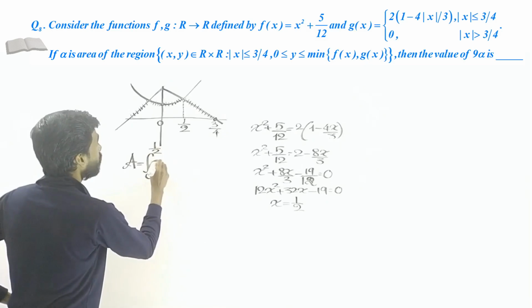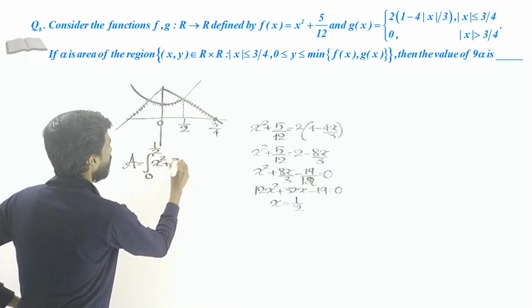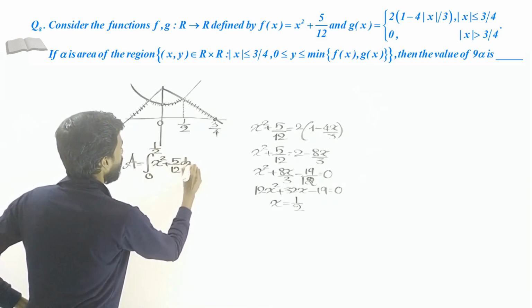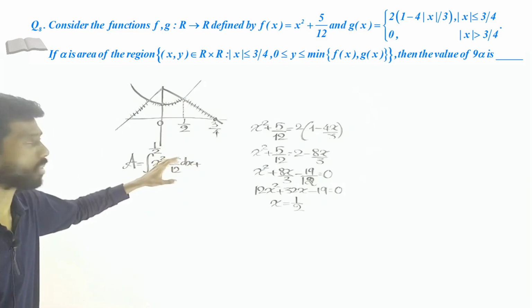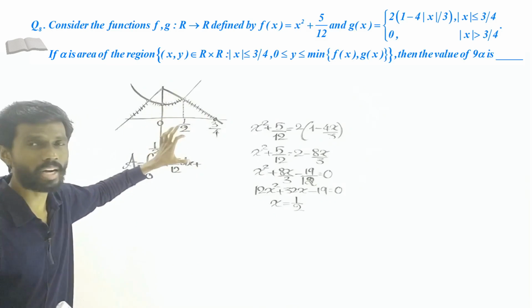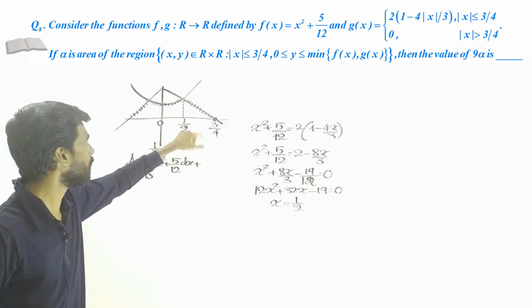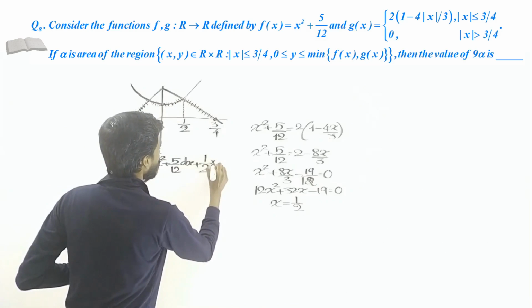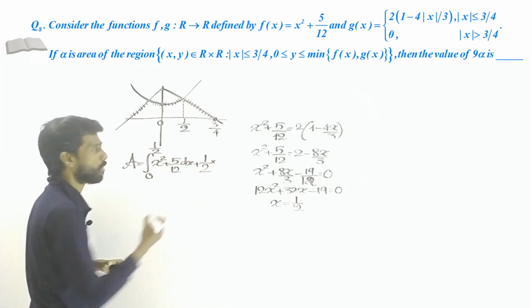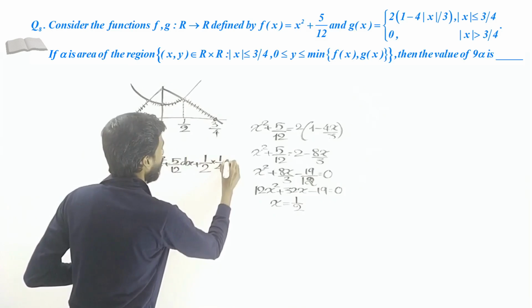So that parabola, which is x square plus 5 by 12 dx, plus the next area. But for the next area, we don't need to use the integration because it is a triangle area, right? So for the triangle, we can use the direct formula, half base height, since it is a right angle triangle. So it is half the base length. The base length is 3 by 4 minus 1 by 2, so that is 1 by 4, multiplied by the height of the triangle.